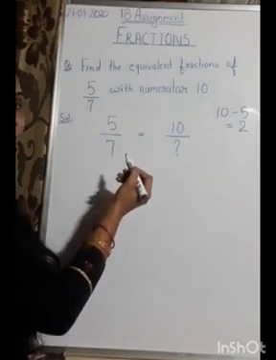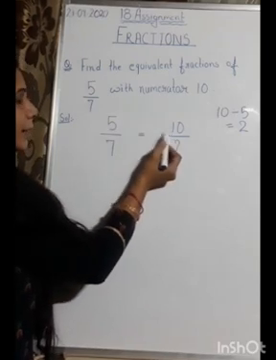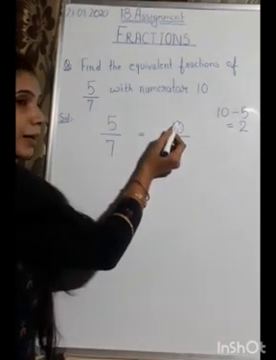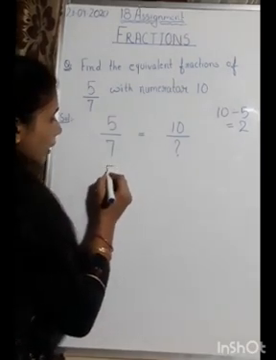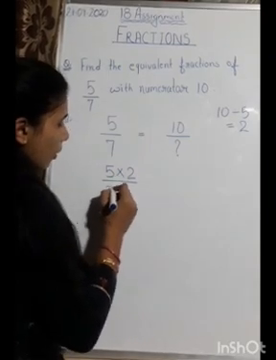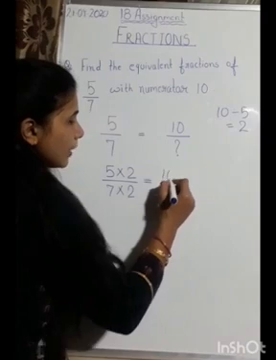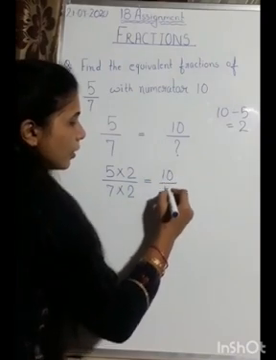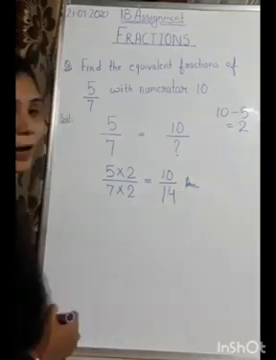Why am I multiplying in this question, not dividing? Because here it is 5 and we are getting 10. This is a smaller number, and we are getting a bigger number. It means we have to multiply. So I found that number as 2. So we will write 5 multiplied by 2 upon 7 multiplied by 2. Now 5 2s are 10 and 7 2s are 14. It means 10 upon 14 is the required fraction.